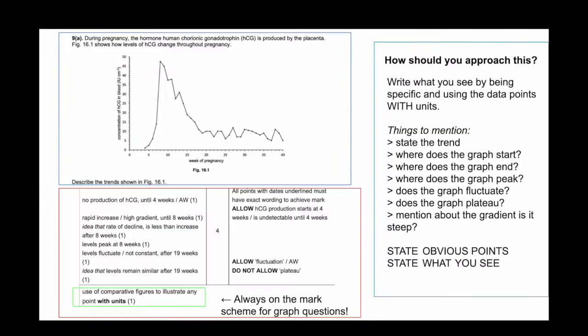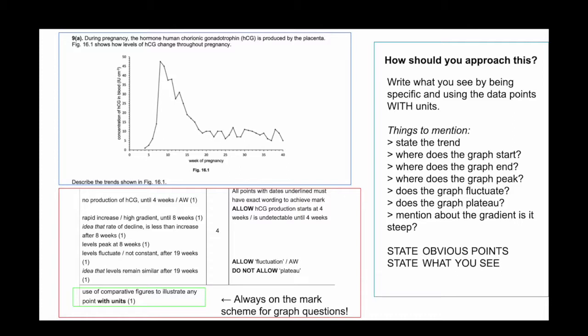And then this question, a lot's going on, I know, but bear with me. So this is a describe the trend. Before I understood what describe questions even meant, I used to say, for example, the graph starts at 4 weeks, and then I'd explain why, but that's not what the question wants. It just wants you to say what you see.